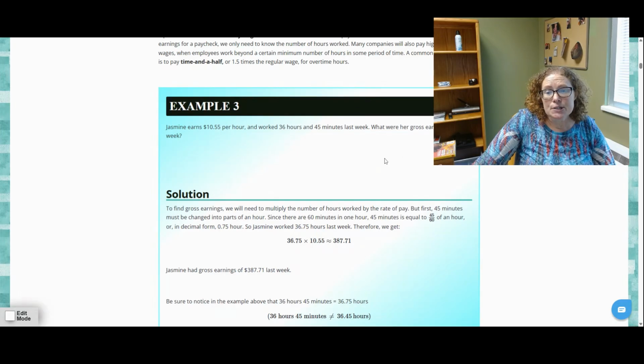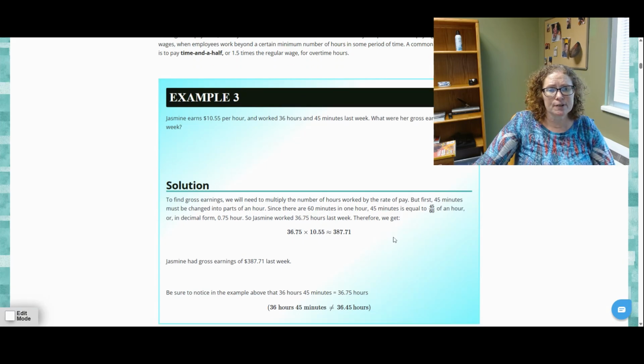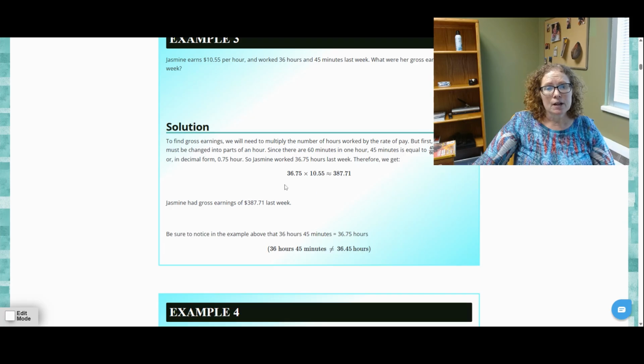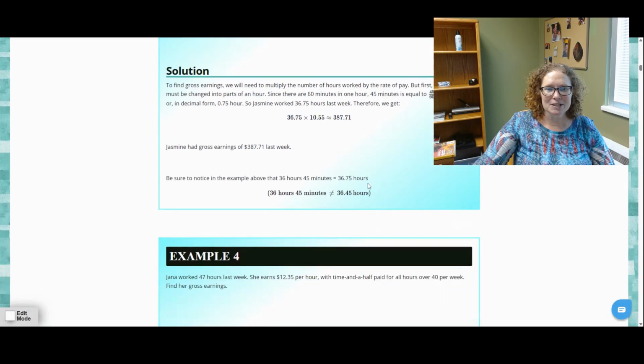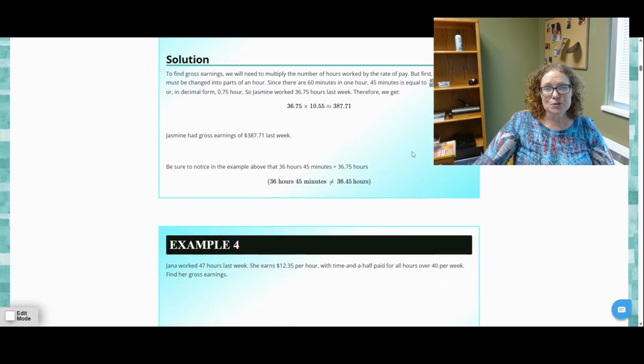This 45 minutes, remember, is not 0.45. If you look at it, you would take the 45 divided by 60, which is actually 3/4 of an hour, which is 0.75. So make sure that you use the 0.75 instead of the 0.45. So 36.75 times $10.55 gives us a rounded approximate of 387.71. So those were her gross earnings last week.